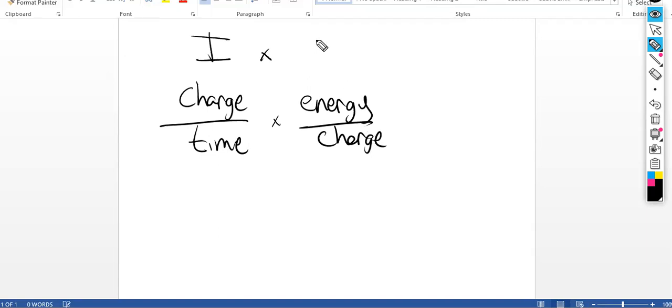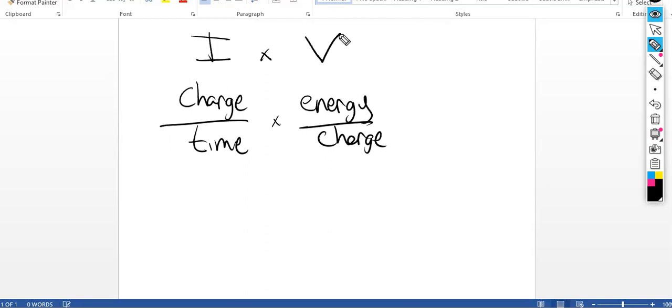Energy per charge is not force. The electric field is the force per charge, not the energy per charge. What's energy per charge? Voltage. Look at the essential question from Friday: how do I calculate the voltage, the energy per charge, of a generator.